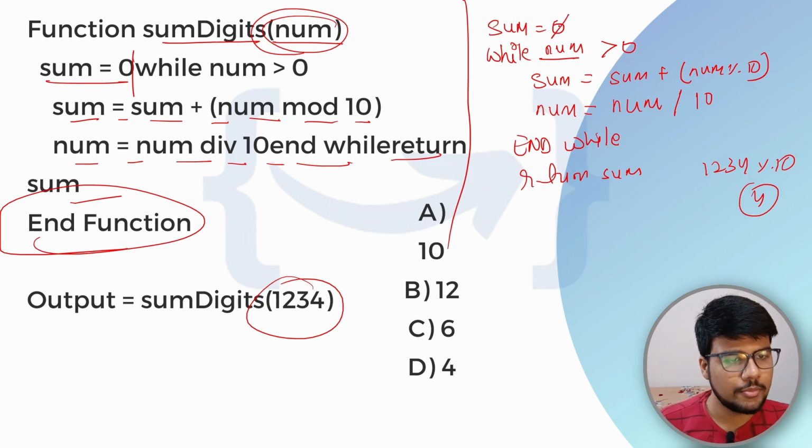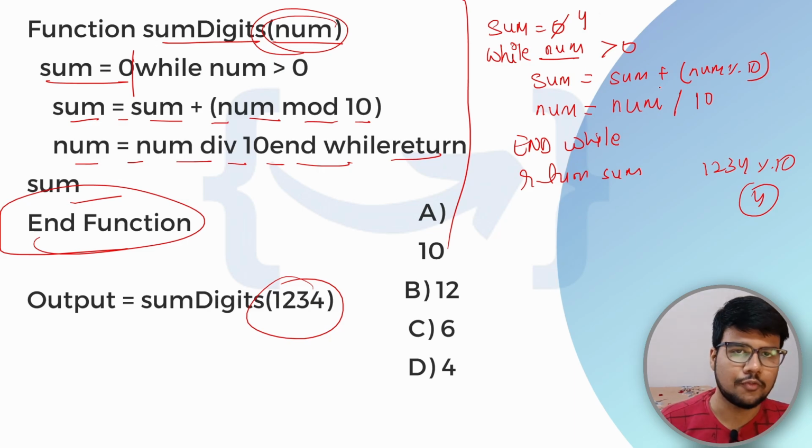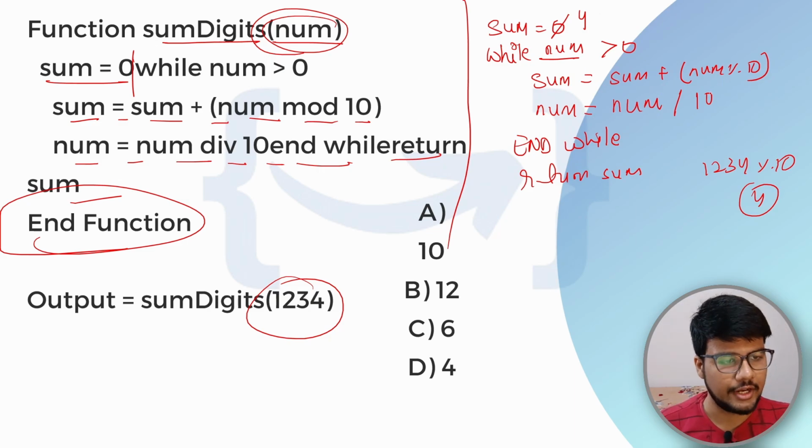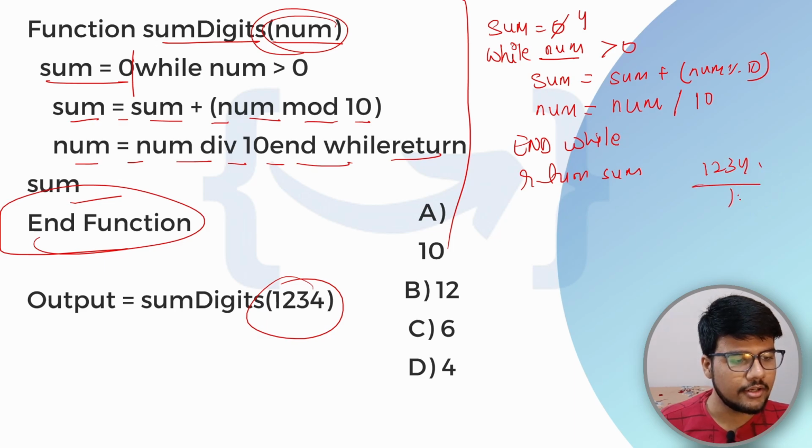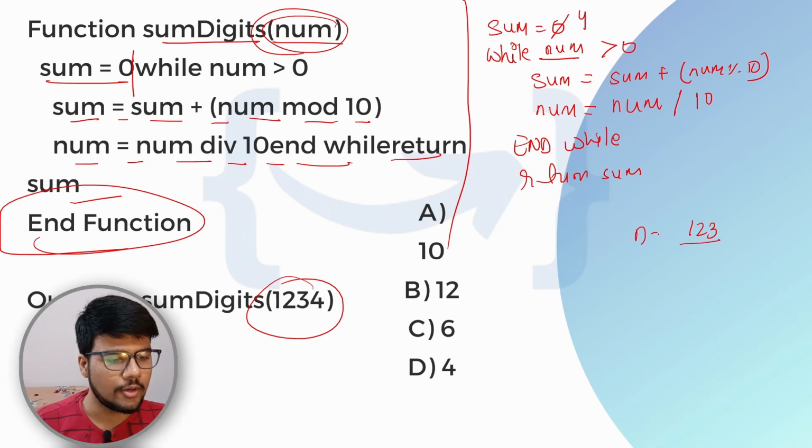So sum is initialized as 4 because initially it was 0. Great. So now num division by 10. Now it will come as 1, 2, 3.4. As we are dealing with integers, 0.4 would be removed and we are left with 1, 2, 3. Okay, so num value is now 1, 2, 3.